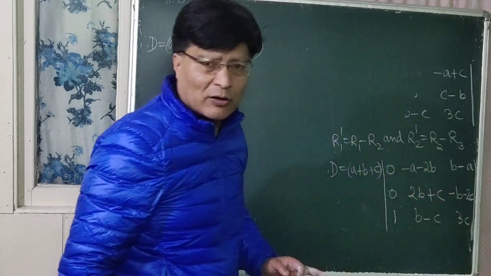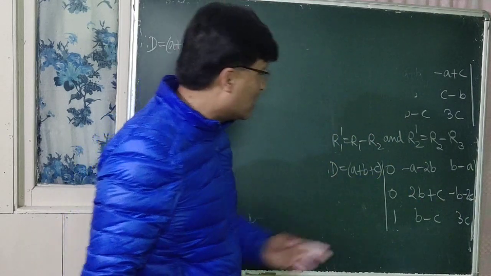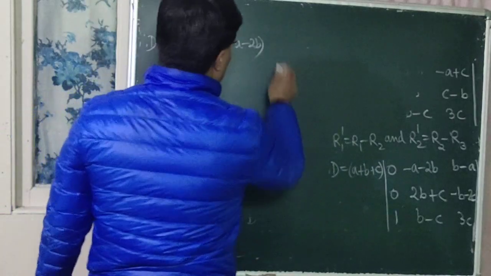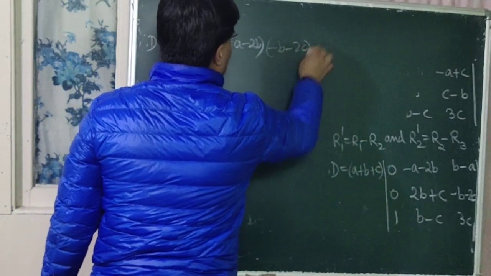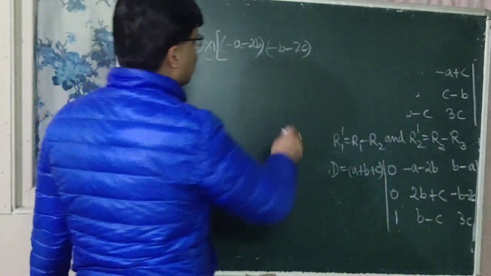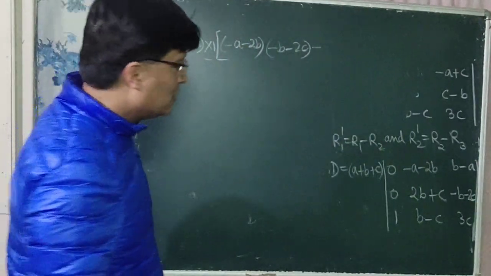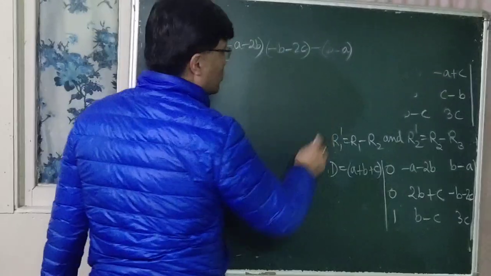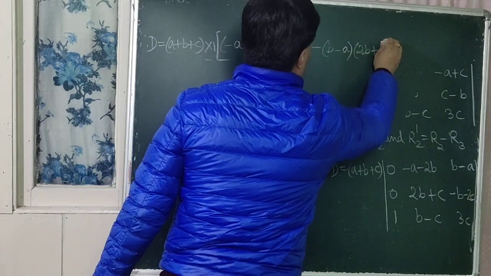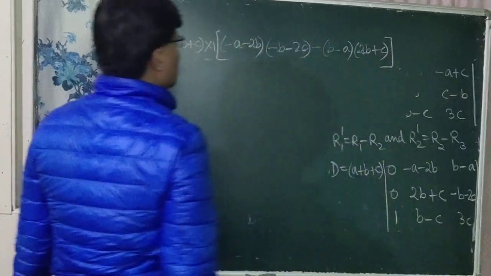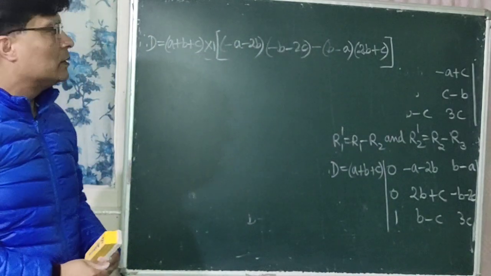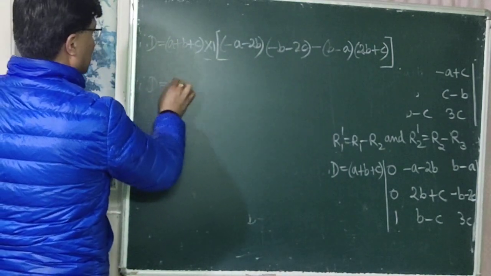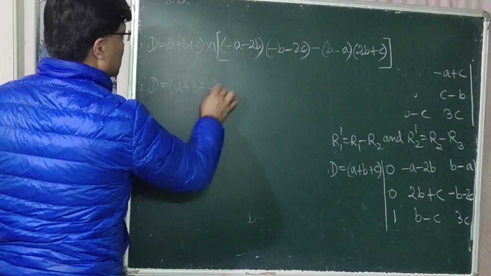This is the second order determinant. You can expand it. You know how to expand it now. You have to multiply minus A minus 2B by minus B minus 2C. So minus A minus 2B into minus B minus 2C, right? And what sign comes in between? Minus, right? Then comes B minus A times 2B plus C. Then the third bracket is closed. So is that clear to all of you now? Therefore D is equal to A plus B plus C within the third bracket.